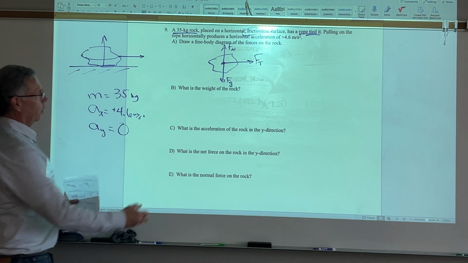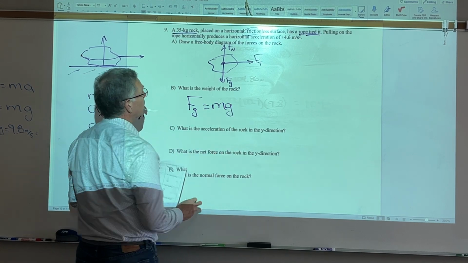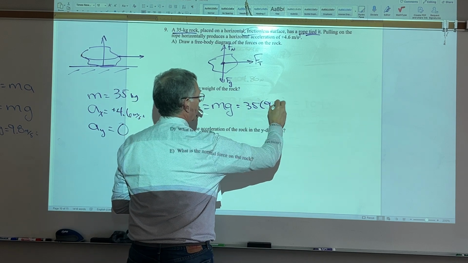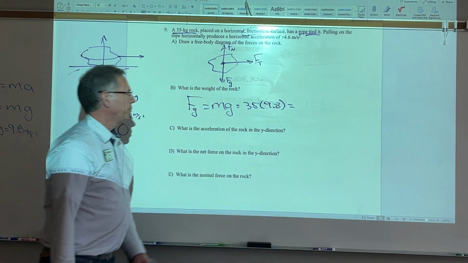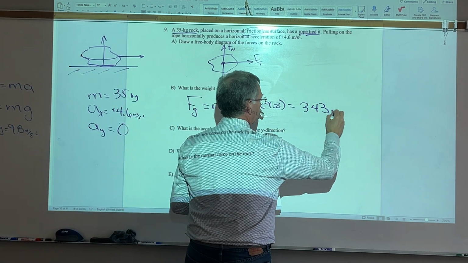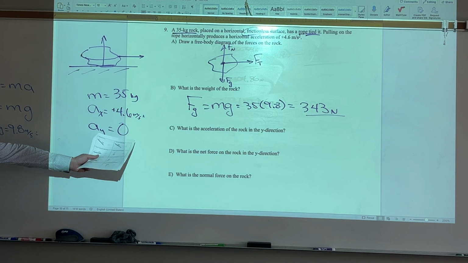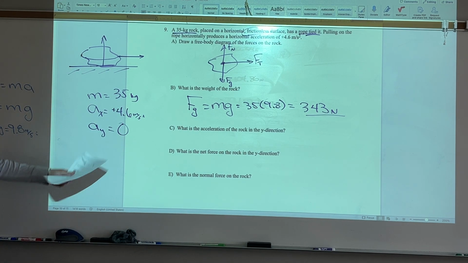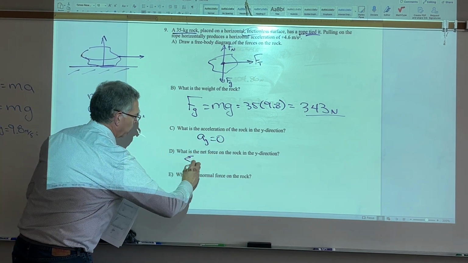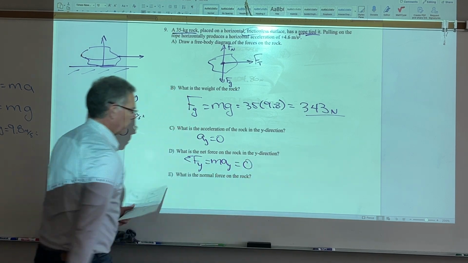All right. Next question. What's the weight of the rock? So force of gravity equals m times g. So 35 times 9.8. 343. Thank you. All right. We already determined letter C since it's on a surface: acceleration in the y direction is 0. Net force in the y direction is also 0.